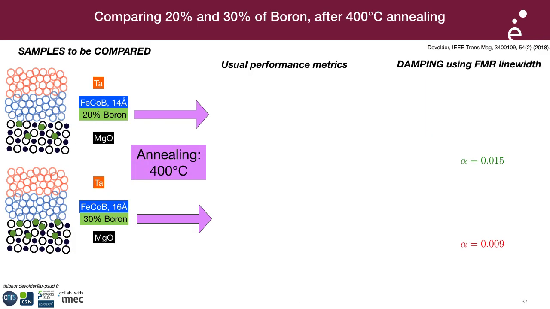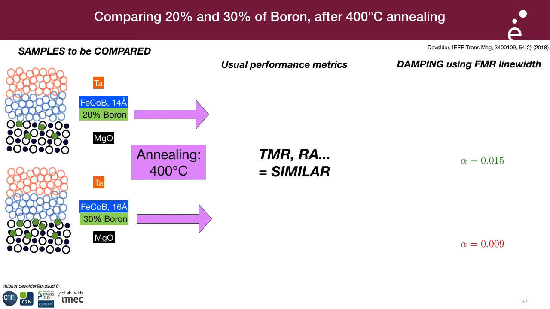To test this strategy, we made a didactic experiment, which is the following. We take three layers that are similar, except that they differ by the boron content. And I'm sorry, the boron here in green should be inside the blue iron cobalt boron layer, so the graph is wrong. When we do that, we anneal at 400 C, and then we characterize the stacks.